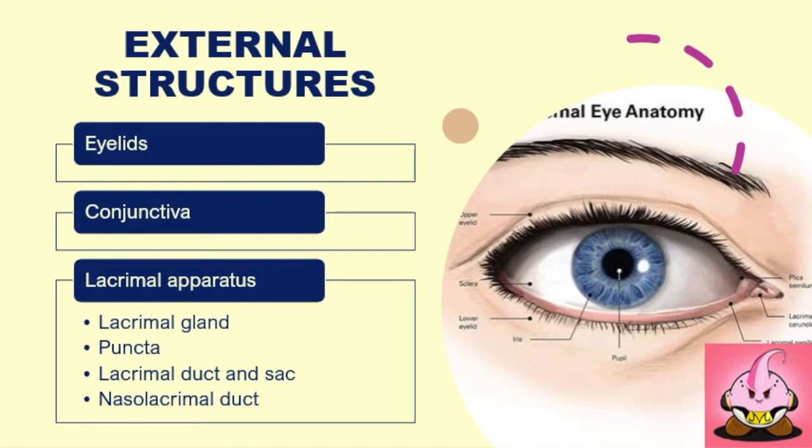Okay, so the lacrimal apparatus. If you look at the lacrimal gland, the puncta, lacrimal duct and sac, and the nasolacrimal duct, their purpose is to facilitate the tears of your patient, and in the long run, it will also aid in the protection of your eyes.